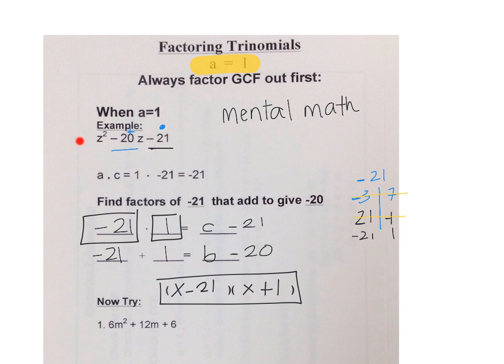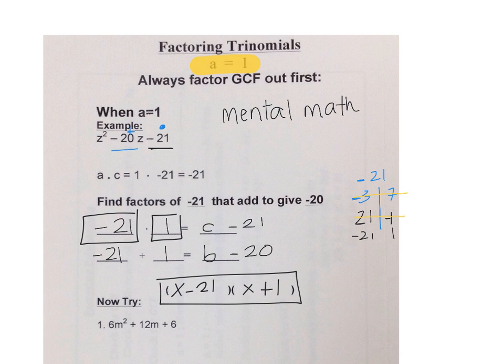It's always a times c, but since a is 1 over here, I need two numbers that multiply to give me c and add to give me b. If I can't think of them, I create a tree to help me figure out what the factors are. Once I figure out the numbers, I'm done. Then my first factor is x minus 21, and my second factor is x plus 1.